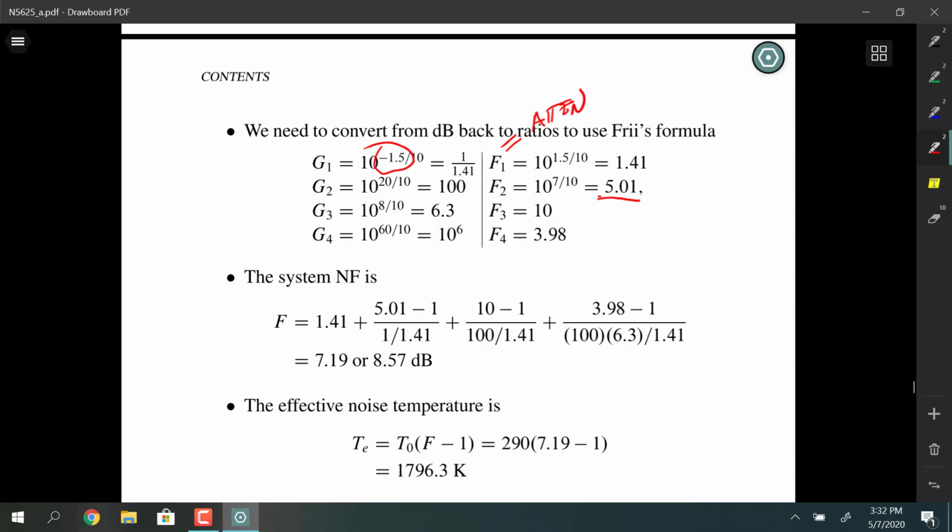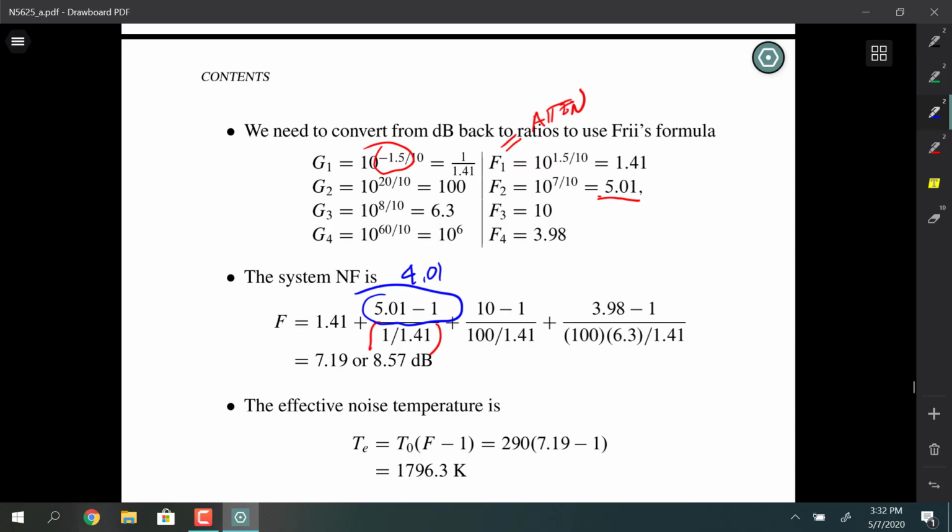Subtract 1 from it and divide by the gain of the first stage. And the gain of the first stage in this case is less than 1 because it's the attenuator. So that's also a very sad situation, because the first stage is actually a loss, the noise figure of the second stage is really going to hit us hard in this case, because this numerator is going to be 4.01, and now we're going to multiply that by 1.41, so we actually get a really large noise figure addition just because of that attenuator sitting there.